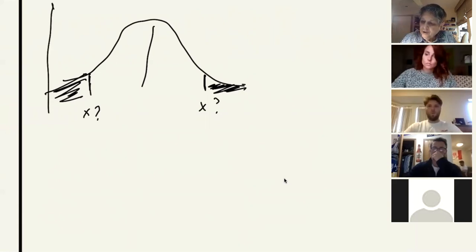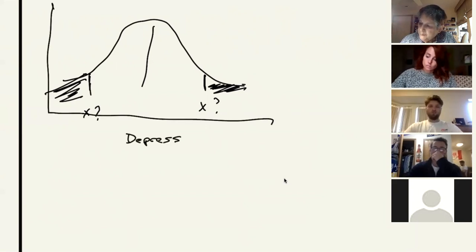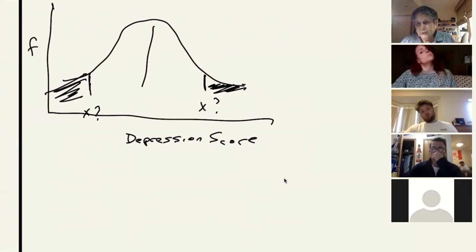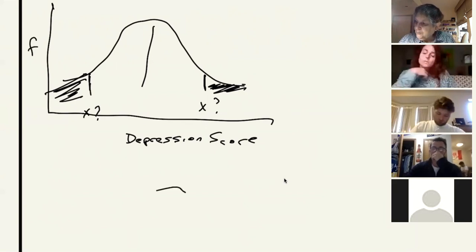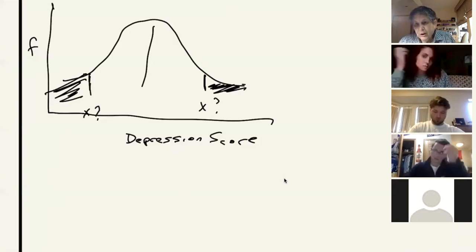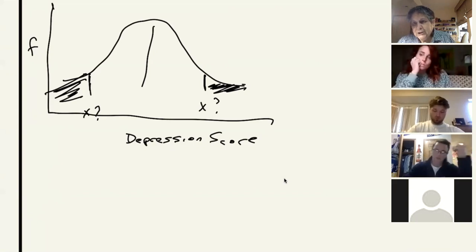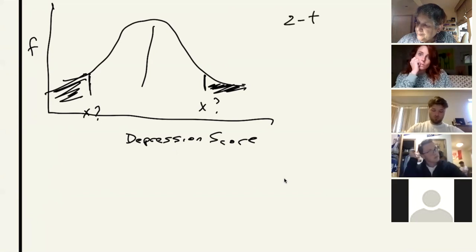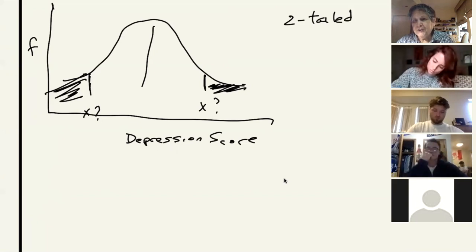Now, imagine this curve is actually about the depression scores. Okay. And the vertical axis is the number of people, the frequency of people who get the various scores. It's a normal curve just because I want it to be for this example. And if we were going to do a two-tailed test, it would look like that picture. So two-tailed means we're looking just to see if the scores are different.